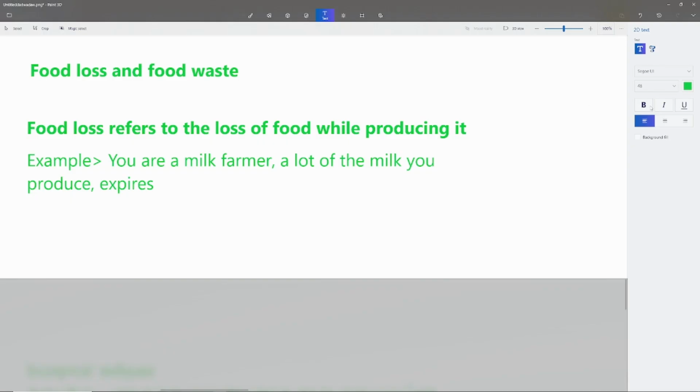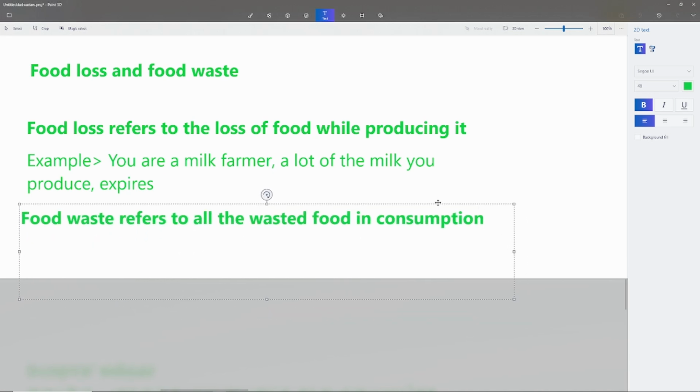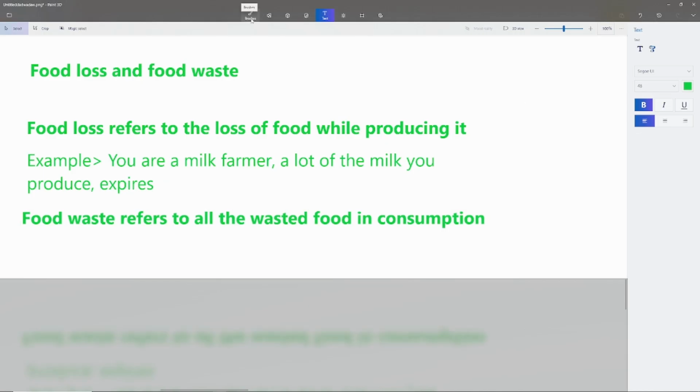However, food waste actually refers to something way more different. Food waste refers to all the wasted food in consumption. Examples of this could be, for instance, that food expires in your home that you forgot to eat. You could buy maybe too much food and forget about it, and then it also expires. And I think the best example for this would be that food expires in your home because you didn't like it.